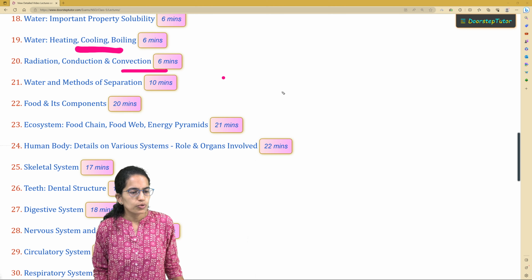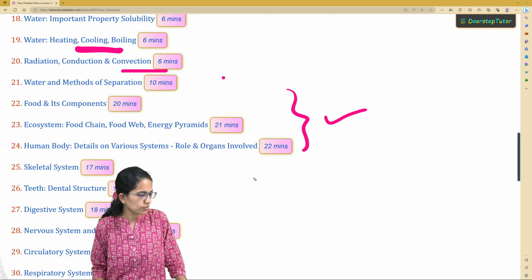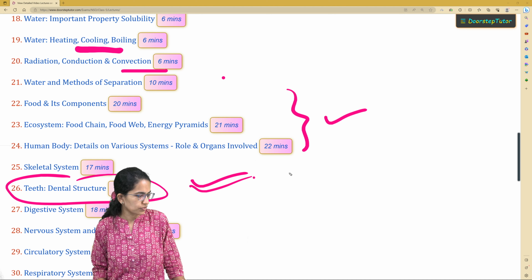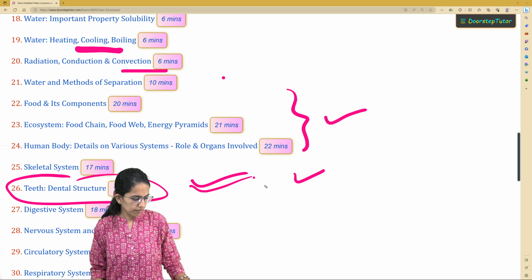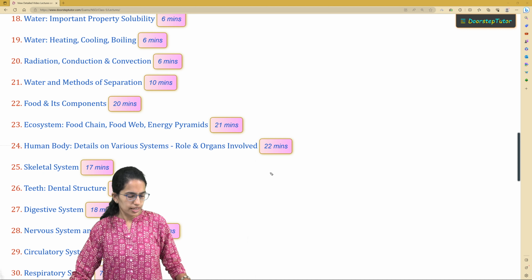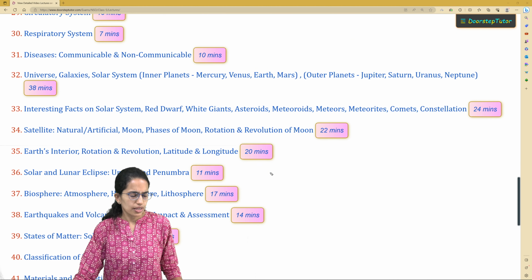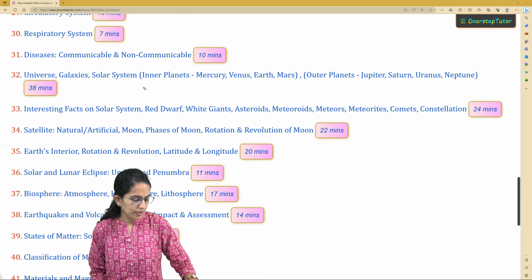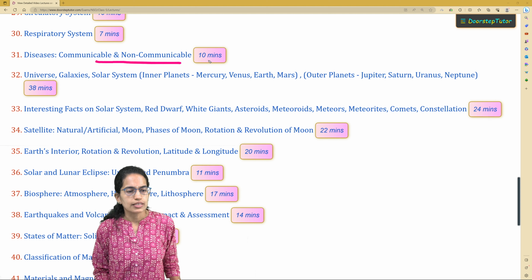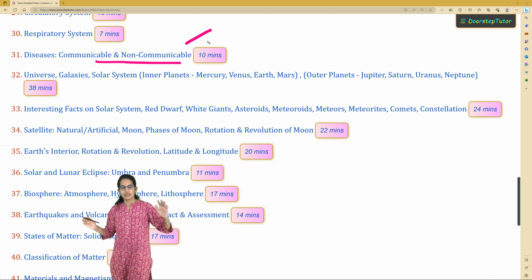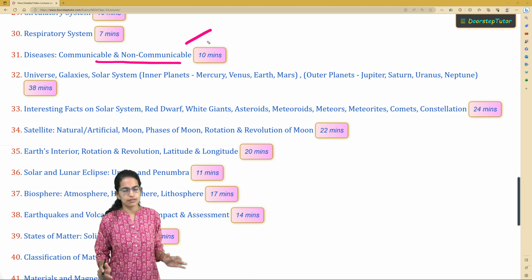Then food, ecosystem and human body are basic topics. I believe you should be able to cover them. Dental structure is important, and every time you have questions here, so cover this topic very carefully. Then moving back again, we have some important topics: communicable and non-communicable diseases, basic diseases, and the bacteria or viruses which cause certain diseases are asked. It is something related to rote learning, but you must be familiar with it.